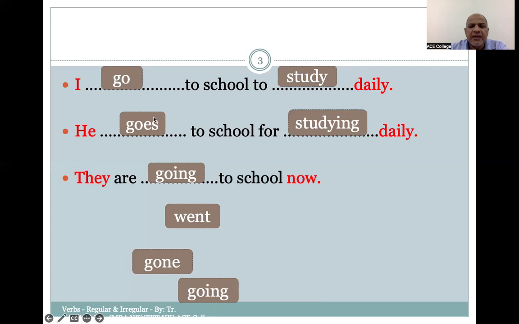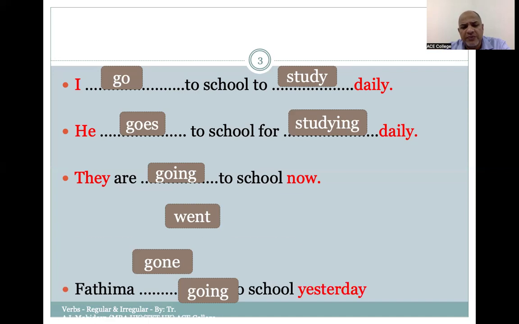Okay? And then you are changing here: they are going to school now. So why are you changing go into going? The reason for changing is because of now. So if you see a sentence where you are going to discuss anything right now, in the present continuous tense, you have to add the ing form. But before the ing form, you have to consider I with I am, then the ing form. We, you, they, you have to add are plus the ing form. He, she, it, you have to add is plus ing. So this is the rule you have to remember. So they are going to school now.